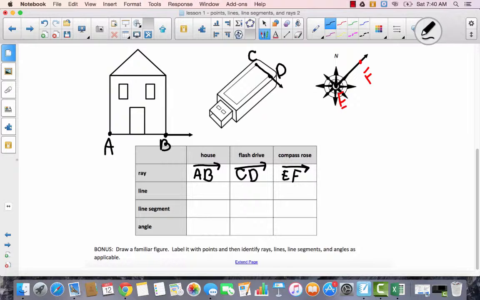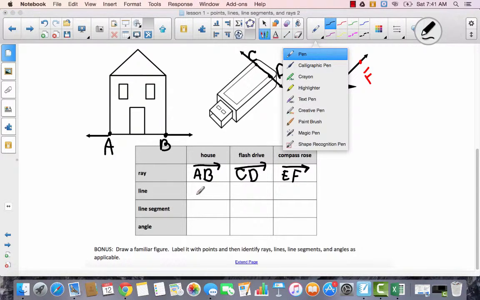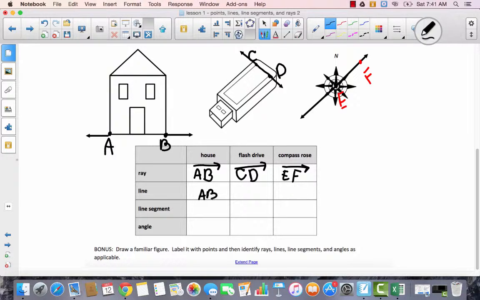Okay, now I have to do lines. This would be easy. I could create a whole new line, or I could come back to my ray and just extend it out the other end. I could do that to every single one of them. Just go to the point and turn it into a line. Now I have line AB, line CD, and line EF.